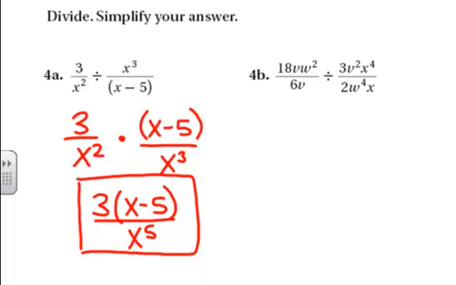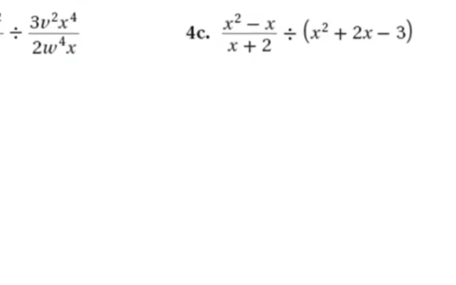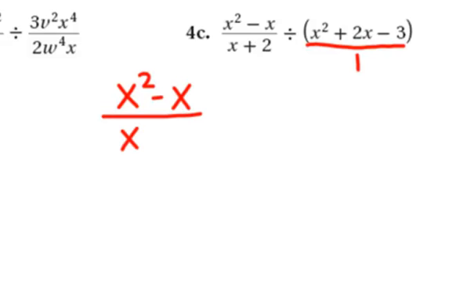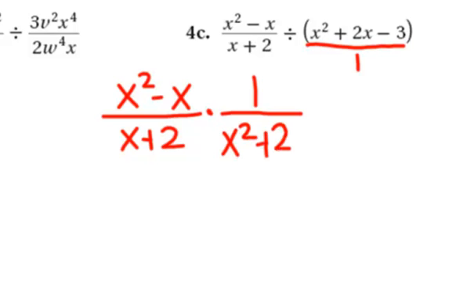4b, again, you can do at home, and we can go over the answer tomorrow in class. But 4c is pretty interesting. Remember that this second term has a 1 underneath it. So when we flip it over, it's going to have a 1 on top. So you should get x squared minus x divided by x plus 2 times 1 over x squared plus 2x minus 3. So remember, keep the first one the same, change the sign to multiplication, and then flip the second one over.